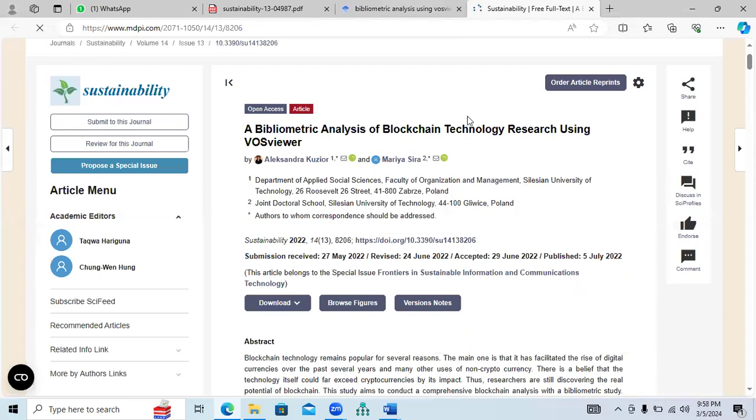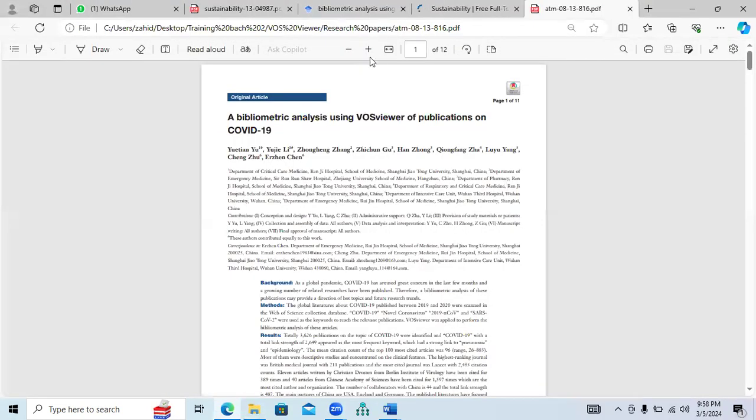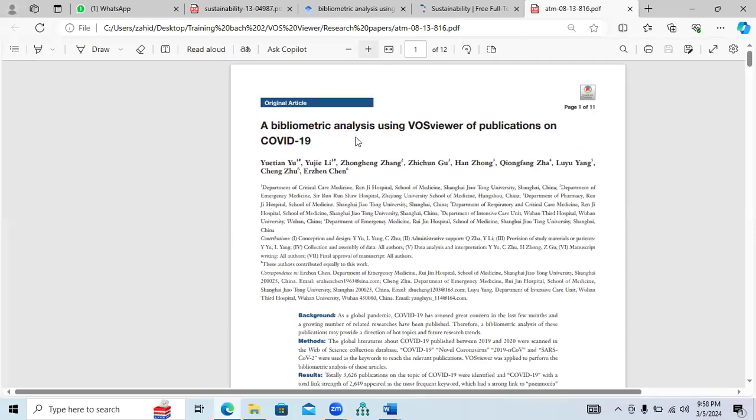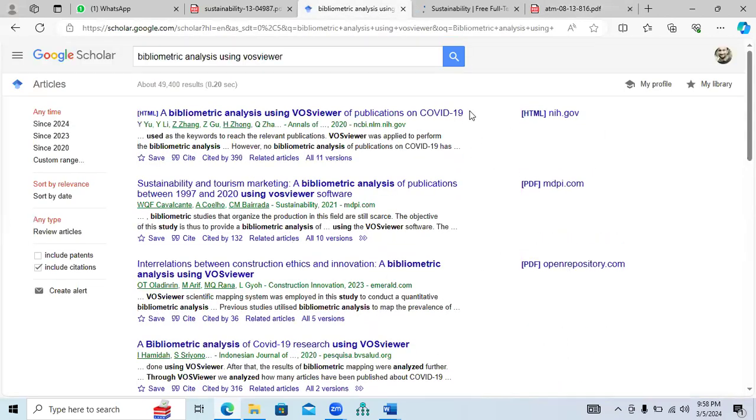It may take some time. Let me show you another paper from here. This is another paper, bibliometric analysis using VOS of publication on COVID-19. It was also available here. You can see, yes, this one.